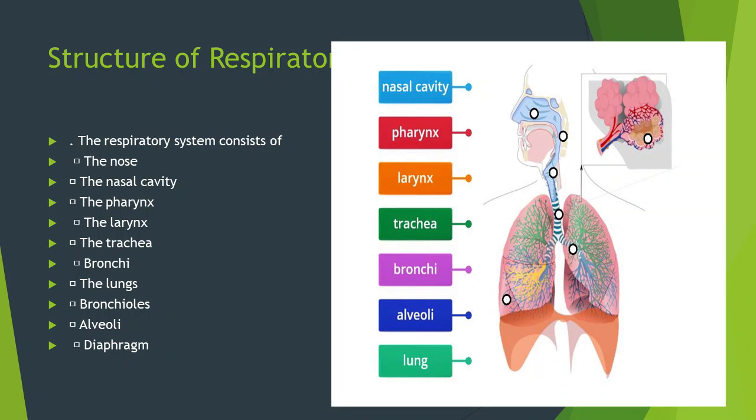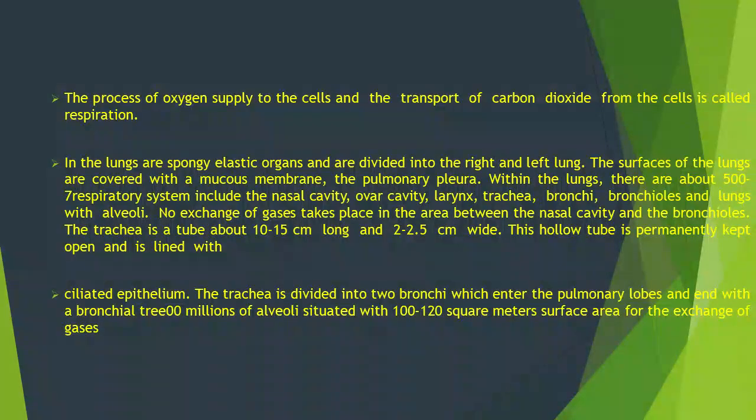Structure of respiratory system. The respiratory system consists of the nose, the nasal cavity, the pharynx, the larynx, the trachea, bronchi, the lungs, bronchioles, alveoli, diaphragm. The process of oxygen supply to the cells and the transport of carbon dioxide from the cells is called respiration.